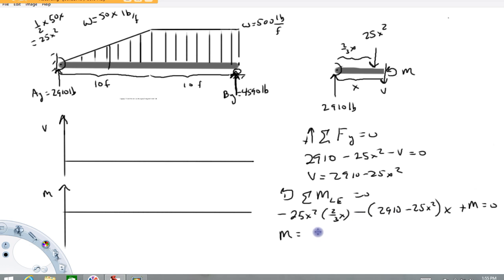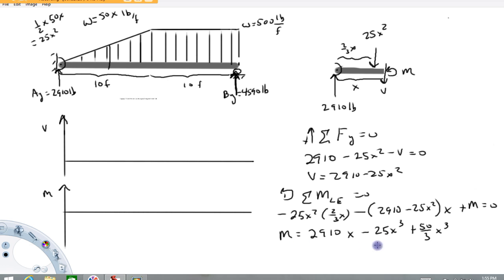So we're going to add this term to the right, and that's going to give us a 2910x because of this product, plus this is going to multiply to 25x cubed. Then we're going to have to move that to the right, so that's going to be minus 25x cubed. And then this term here is going to give us, let's see, minus 50x squared over 3. So then we're going to have to add that to the right. So that's going to be plus 50 over 3x cubed by the time we multiply this out.